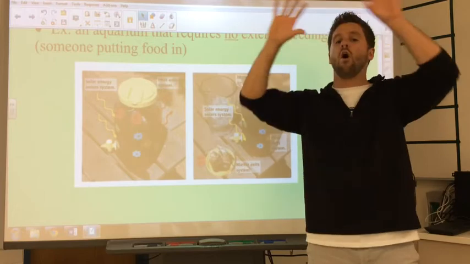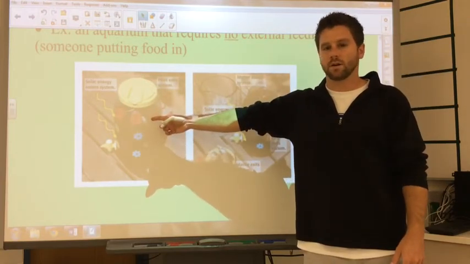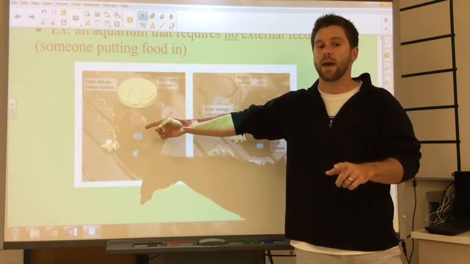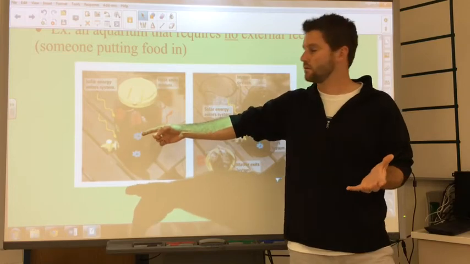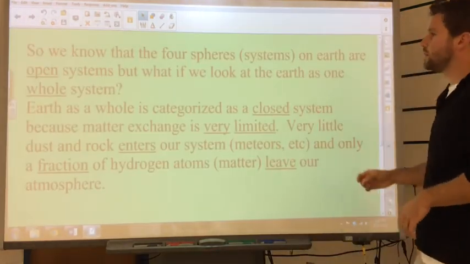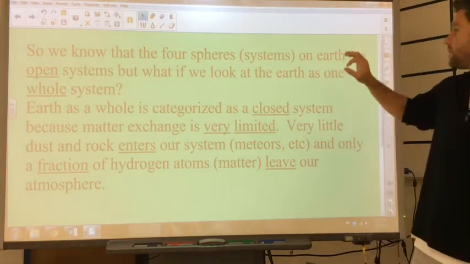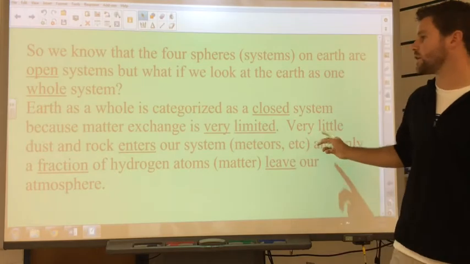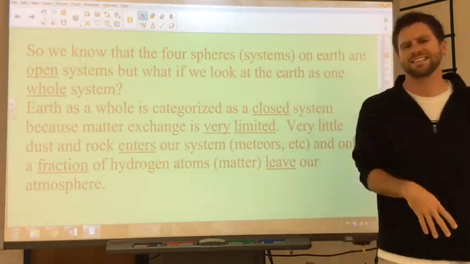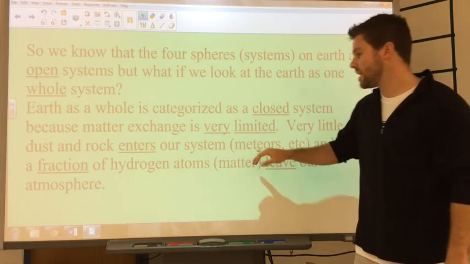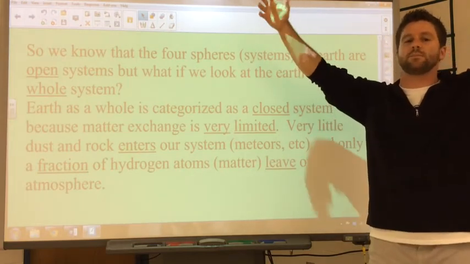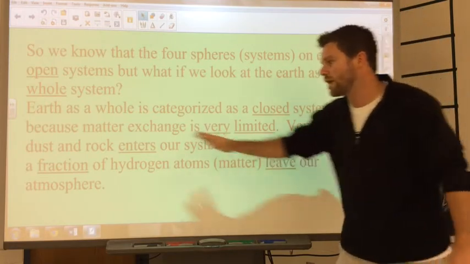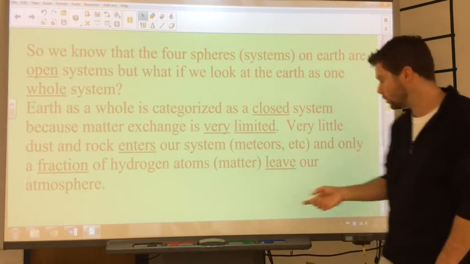If I look at the Earth as an entire whole, matter is really not changed. The amount of matter that was on Earth when Earth was formed 4.6 billion years ago is really the same amount of matter, roughly, than we have today. Okay? So, we just talked about this, right? The system as a whole, Earth as an entire whole, is a closed system. Because matter exchange is very limited, very little dust and rock enter the system, right? So meteor showers and things like that. That's very little matter enters the system, and a very small fraction of our atmosphere escapes. Mostly hydrogen atoms escape our atmosphere. Everything else is too heavy. Earth's gravity keeps it down. So we don't have too much entering or exiting as far as matter. So we call it a closed system.